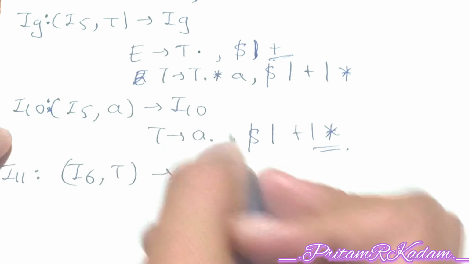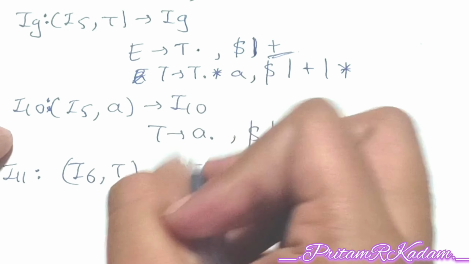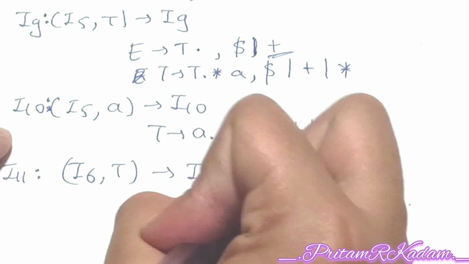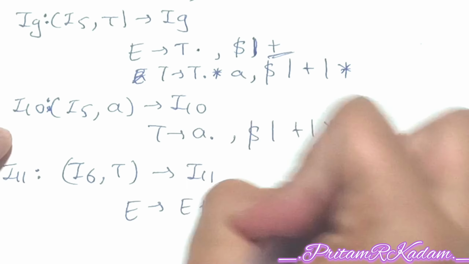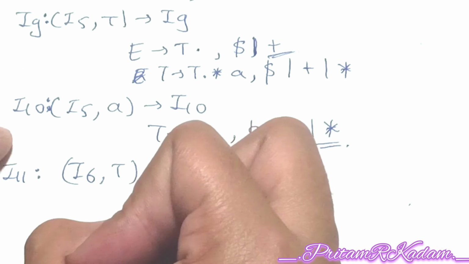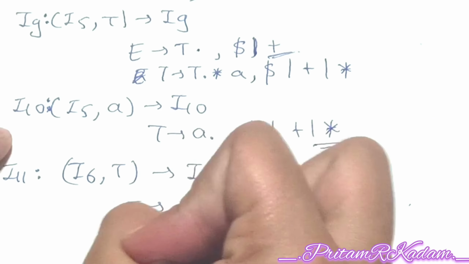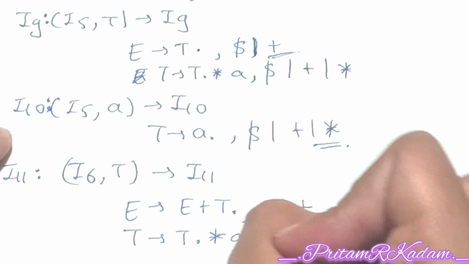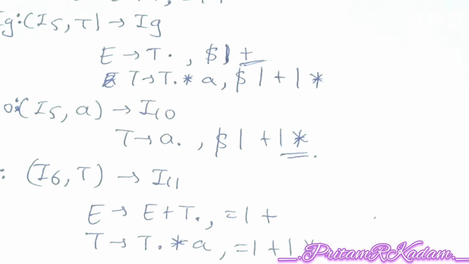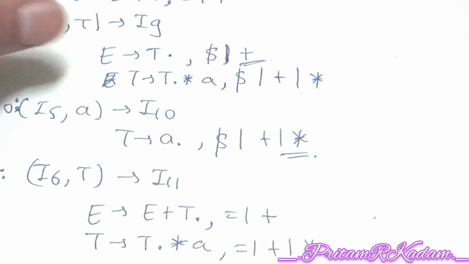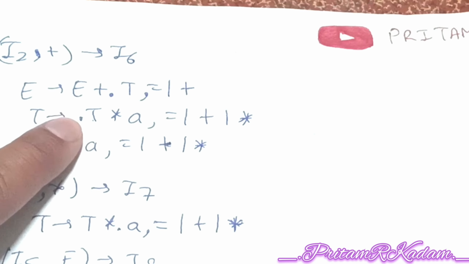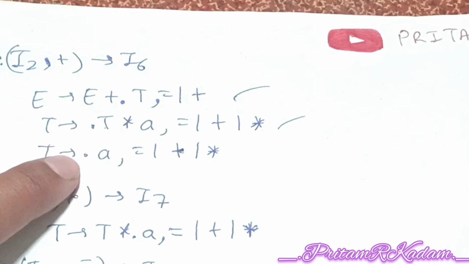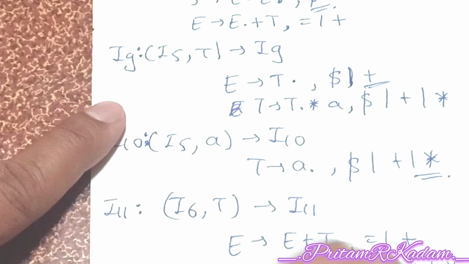So we will write I11 there also, and it will be like E gives E plus T dot with look ahead equals to n plus, and T gives T dot star A with look ahead equals to plus n star. Now the first production is completed. Before that, let us mark over here so that we will know that we have completed those two productions. Now we will solve for the next one.